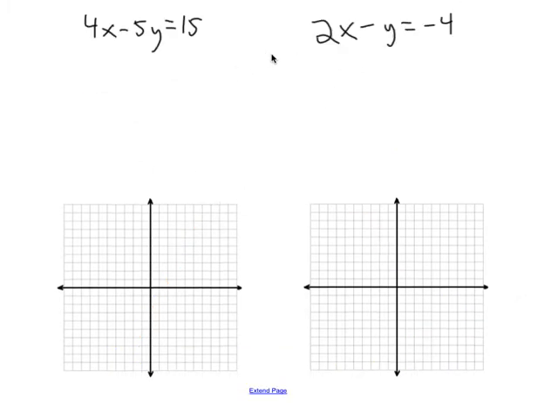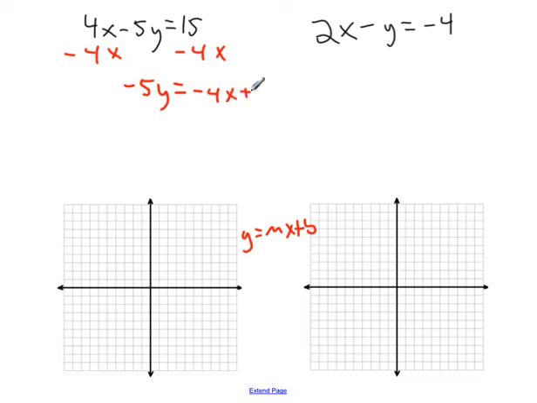So 4x minus 5y equals 15. What do you notice about this right away? What form is this in? This is in standard form. But we don't want standard form. We want y equals mx plus b. So let's put it in that form, and we're pros at this now. Let's isolate y by subtracting 4x from both sides. We'll then have negative 5y equals negative 4x plus 15.